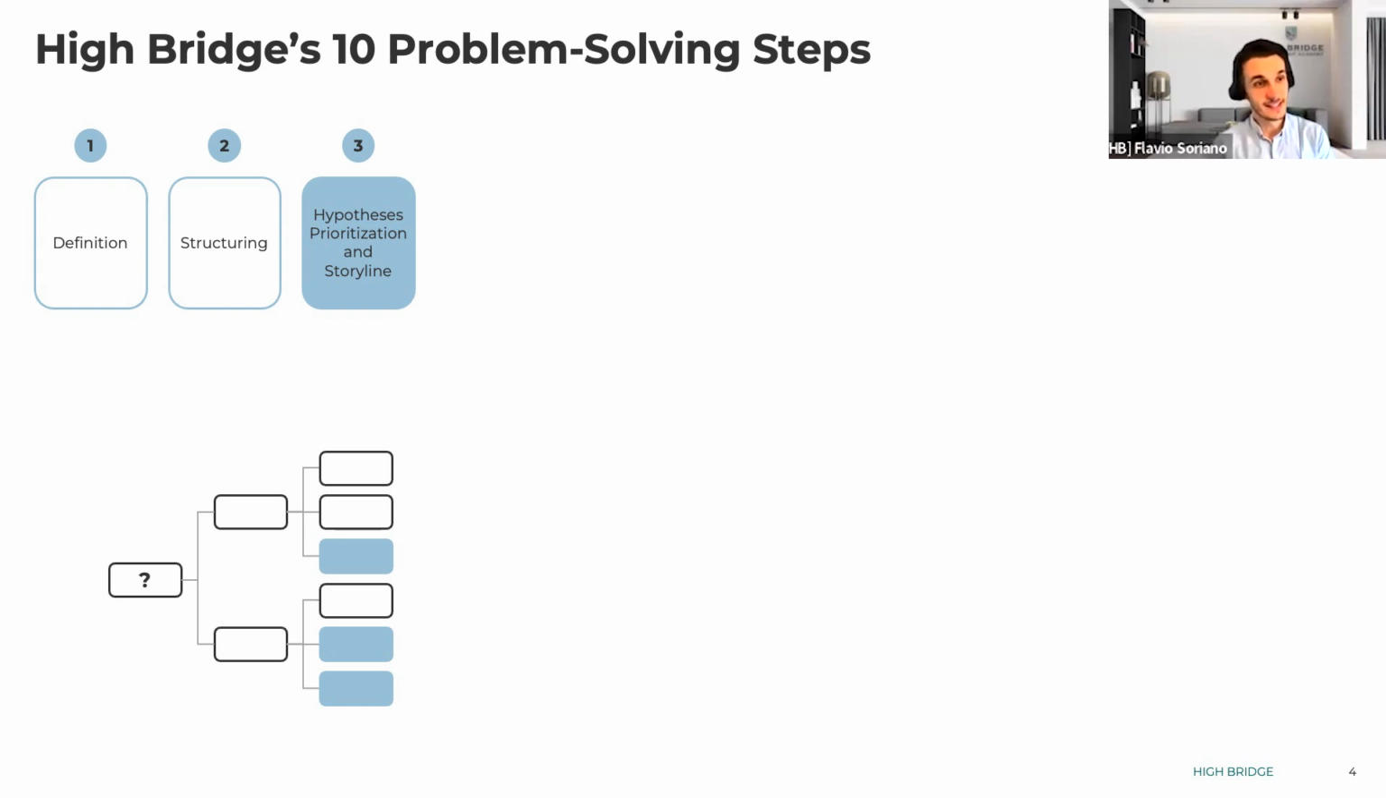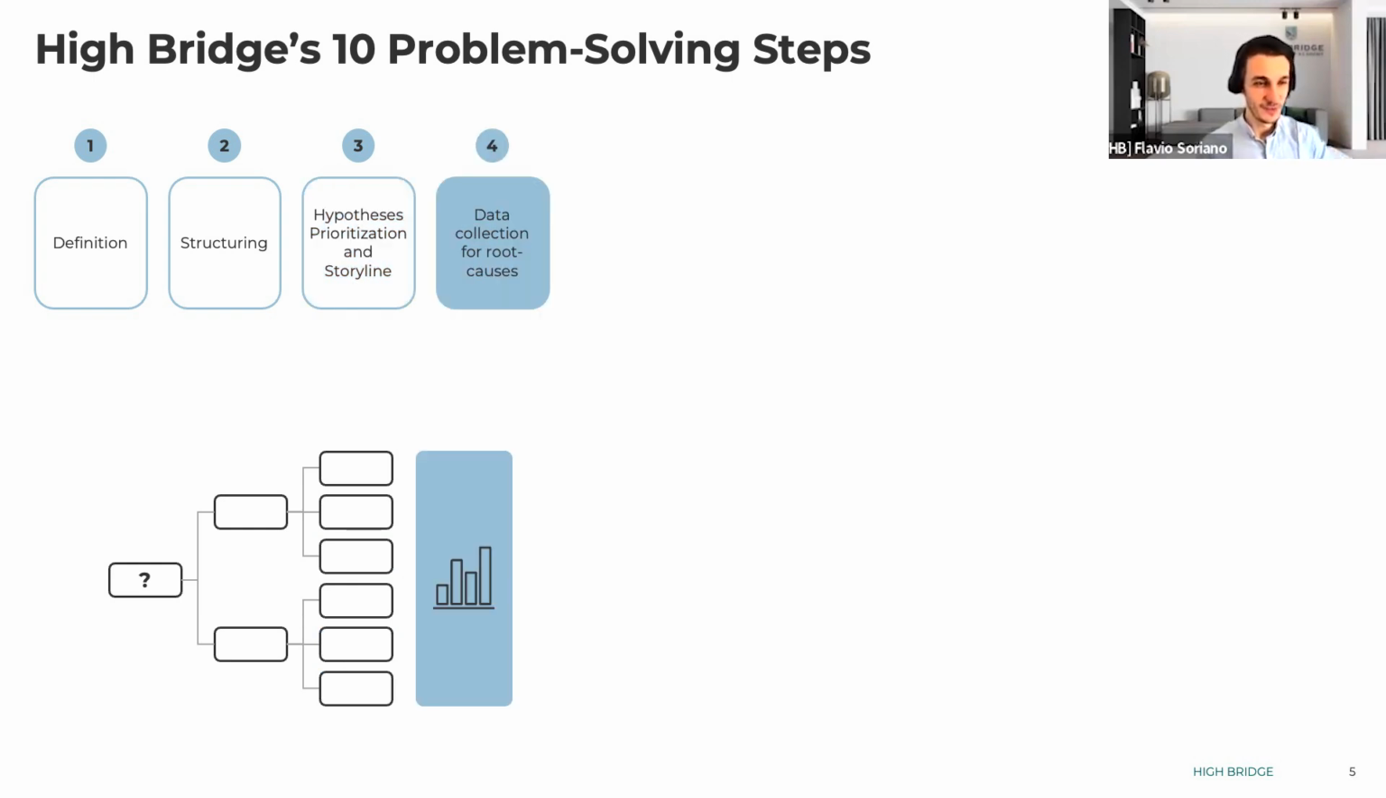Then things start to get interesting because we need to make choices. We have to prioritize. And since we are investigating a problem, we have to understand the root causes of the problem, right? And focus on the most likely ones, and then develop a storyline that will guide the investigation. I'll go deeper there. Fourth, we collect the data to check our hypothesis.